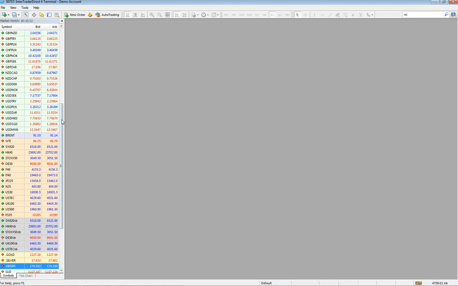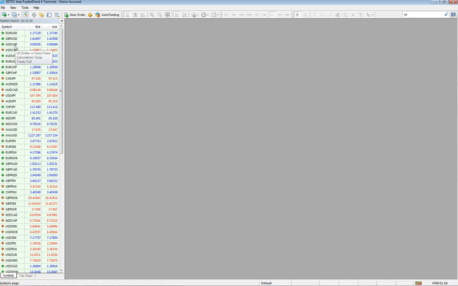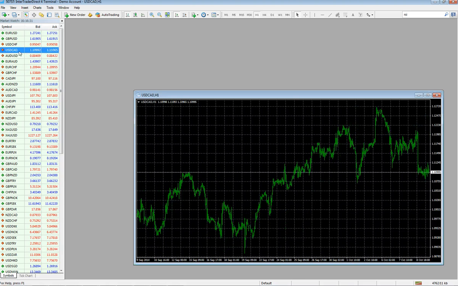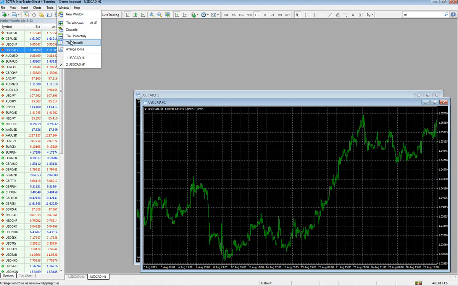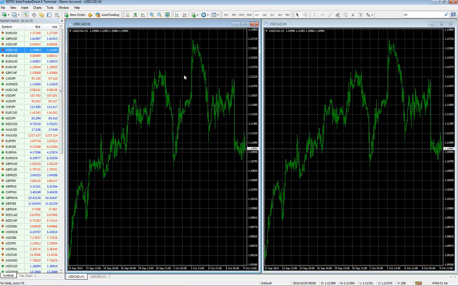Now, iView Charts works on MetaTrader, which is a very powerful free charting package. So let's take an example of things that are moving in the market now. Let's take, I don't know, the dollar CAD. Doesn't matter. Drag the dollar CAD on, arrange the windows vertically, and you can see the difference that we're going to see between a standard MT4 chart and my iView charts.